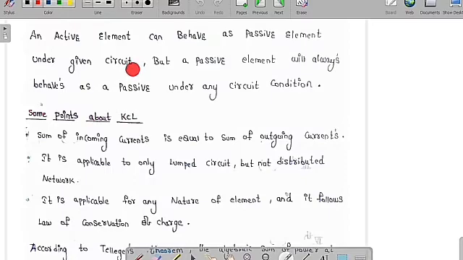Take the example of a mobile charger. Here, if you switch off the mobile charger, the battery is going to dissipate energy, so it acts like a source. But if you want to charge the battery, you plug in the plug, so now the battery gets charged and acts like a passive element. Therefore an active element can behave like a passive element under a given circuit condition, but a passive element will always be passive no matter what circuit condition you keep it in.